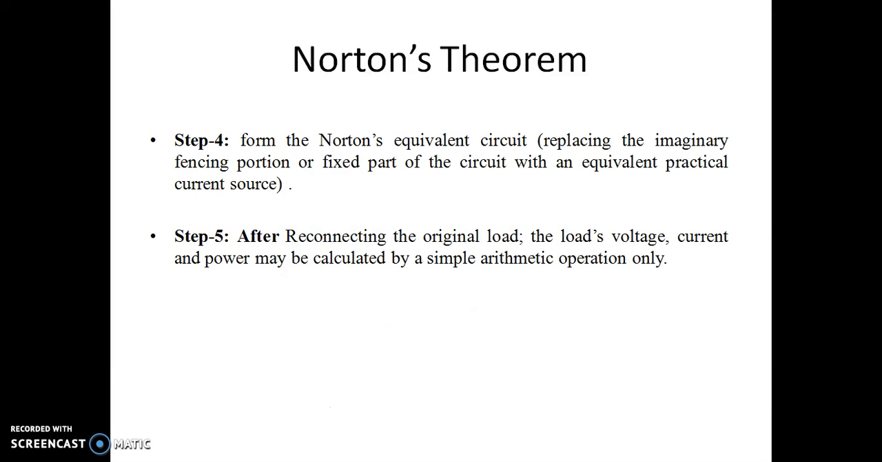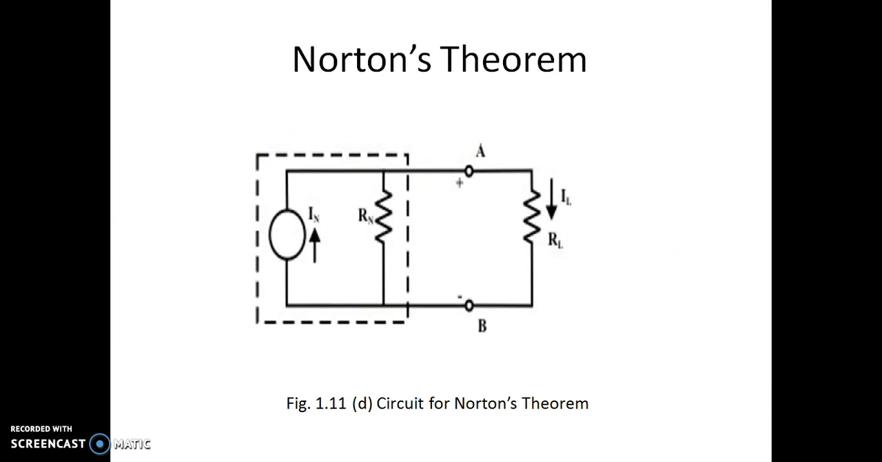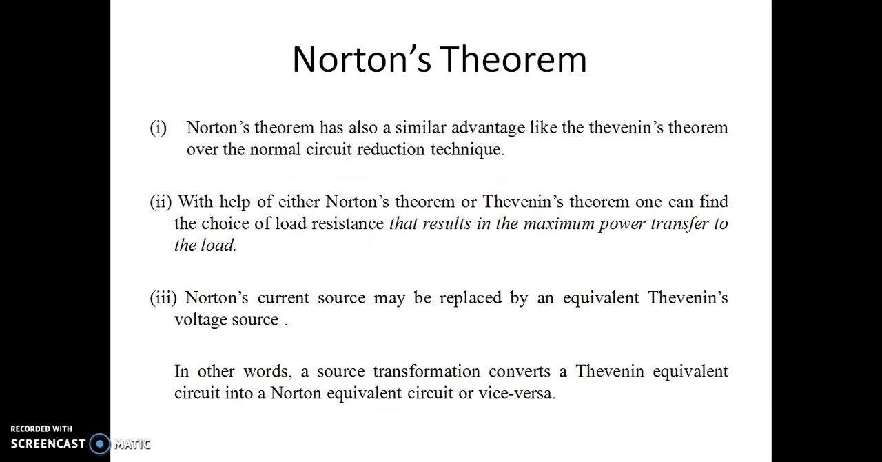Step 4. Form the Norton's equivalent circuit by replacing the imaginary fencing portion or fixed part of the circuit with an equivalent practical current source. After reconnecting the original load, the load's voltage, current and power may be calculated by simple arithmetic operation only. Figure 1.11d gives the equivalent circuit for Norton's theorem with the source being replaced by a real current source and the load resistance.